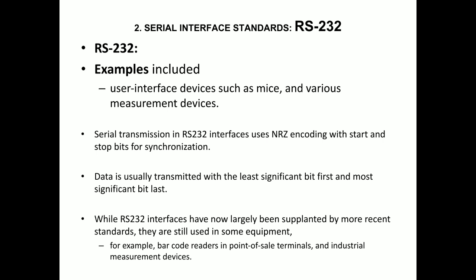RS-232 is one of the serial transmission interfaces, which uses NRZ encoding with start and stop bits. Synchronization between the transmitter and receiver is achieved using the start bit and stop bit. This RS-232 uses a start bit and stop bit to achieve synchronization between the transmitter and receiver. The start and stop bits use NRZ encoding.